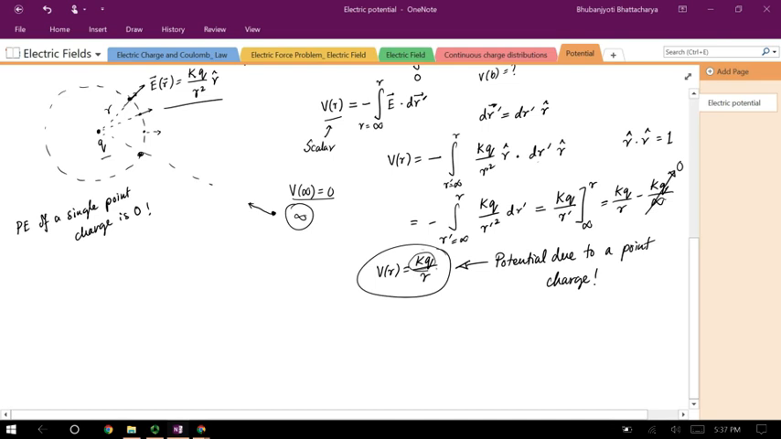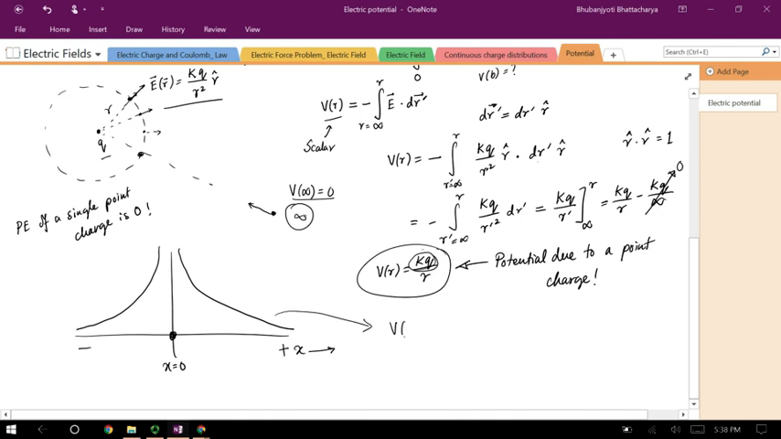Let's try to plot this potential, V of r, as a function of r. kq over r, where kq is a constant, would look like this if this is where the charge is located. As r goes to infinity, it goes to 0 on both sides. This is my x-axis, let's say. This is the negative direction of the x-axis, that's the positive direction, and this is x equals 0. If I were to write this as a function of x, where the charge is located at x equals 0, in the one-dimensional case this would look like kq divided by the magnitude of x.